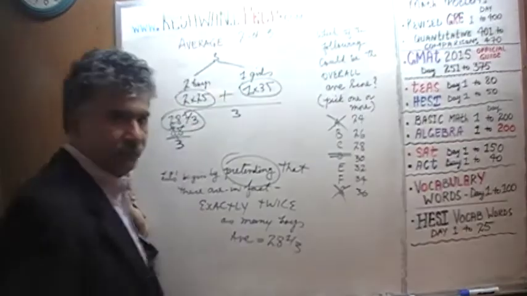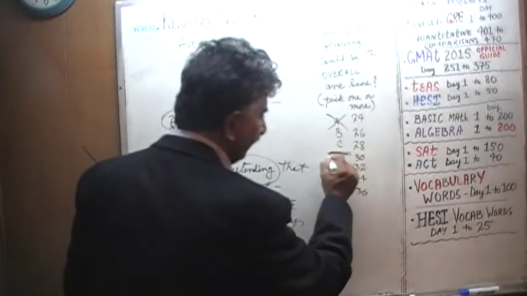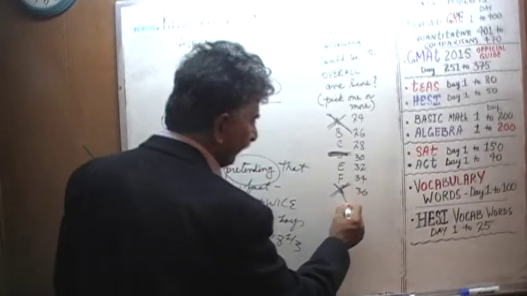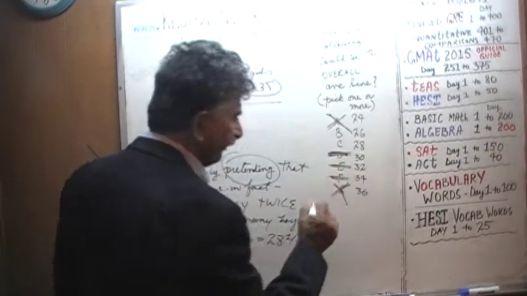Answer cannot be D. I'm doing it a different way so that we can see that this is a different reason than that reason. That was a different reason. Answer cannot be E. Answer cannot be F.